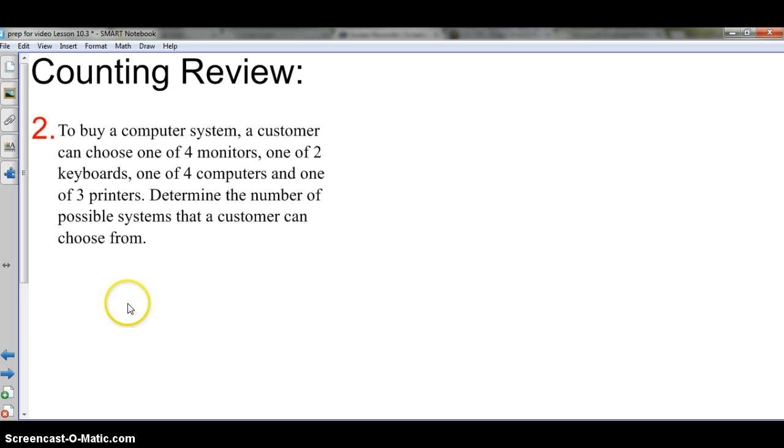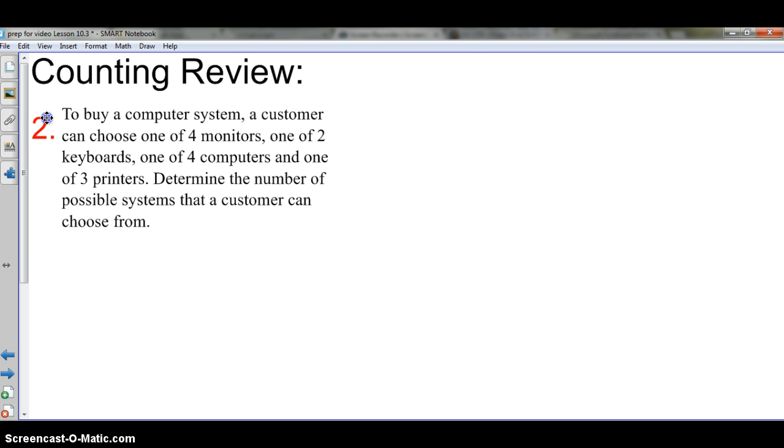Okay, number 2. To buy a computer system, a customer can choose one of 4 monitors, one of 2 keyboards, one of 4 computers, and one of 3 printers. Determine the number of possible systems that a customer can choose from. And again, it's just simple counting. We've got, I think, 4 different choices here.